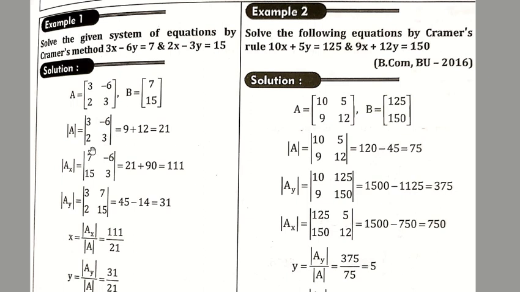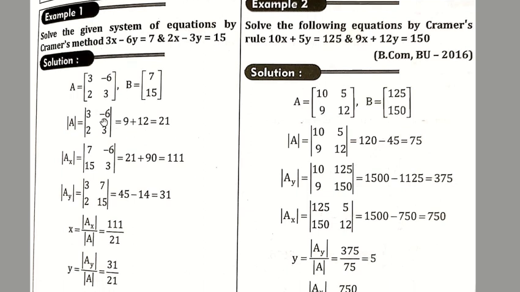So now let us find out the determinant of the matrix. 3 into 3 is 9, minus 6 into 2 is 12. So minus into minus is plus, 9 plus 12 is 21. And AX. So now you are supposed to find the determinant of AX.